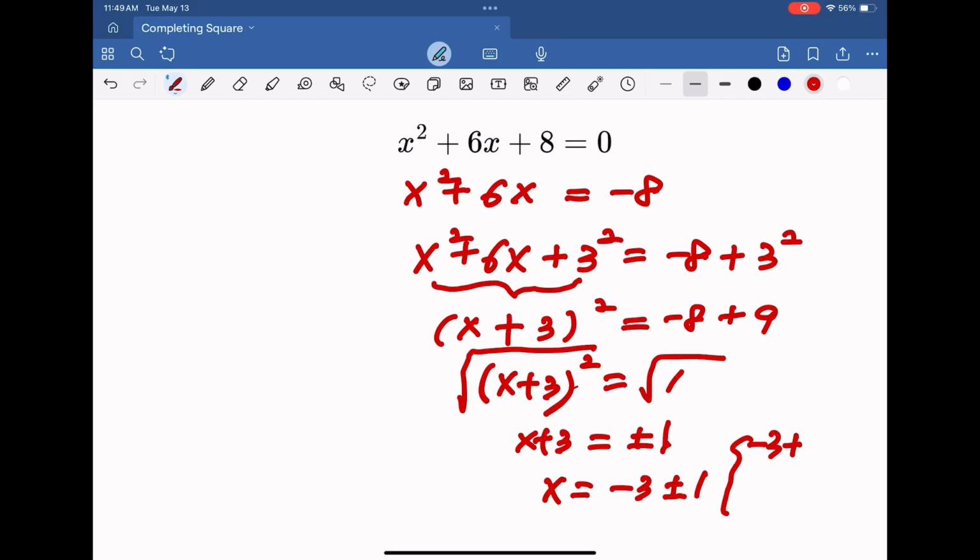Negative 3 plus 1 is negative 2. Another answer, negative 3 minus 1. Keep, change, so negative 4. So we have 2 answers.